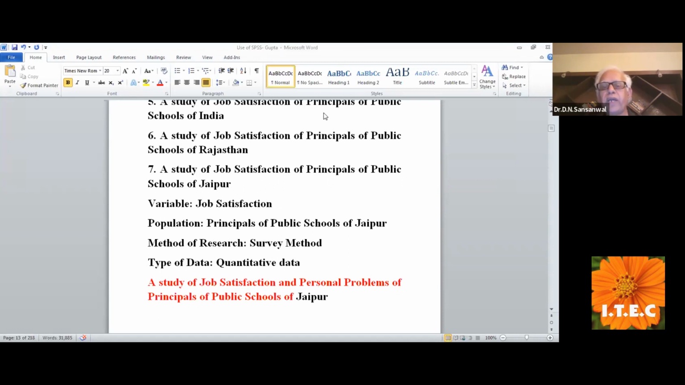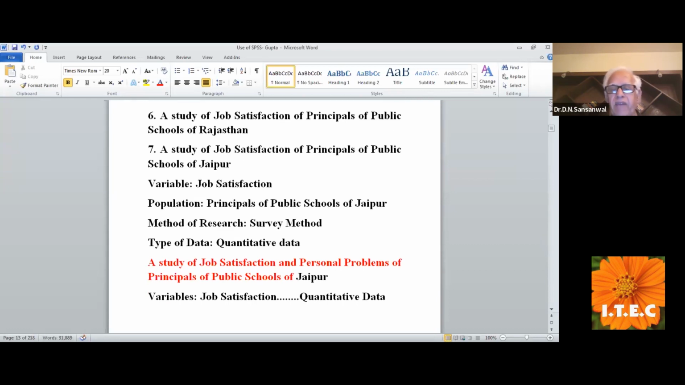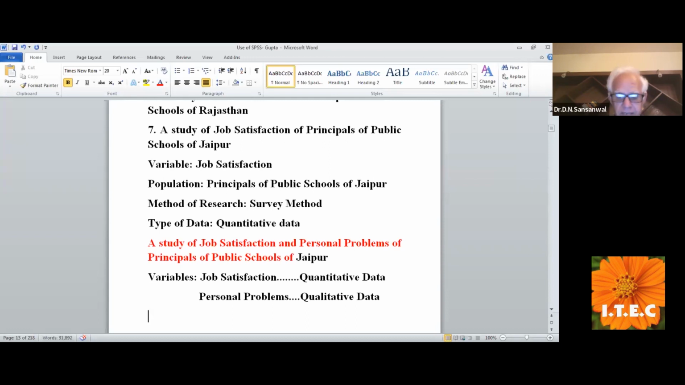Yes, all of you are correct that in this title, variables are: one is the job satisfaction, and for job satisfaction, you will have quantitative data. And another variable is personal problem, and for this you will have qualitative data, and the method of research will be the survey method.